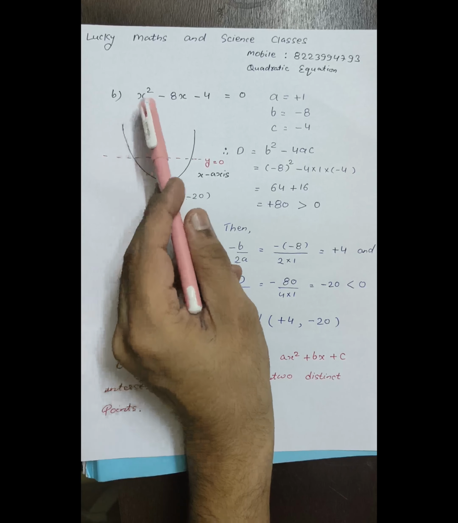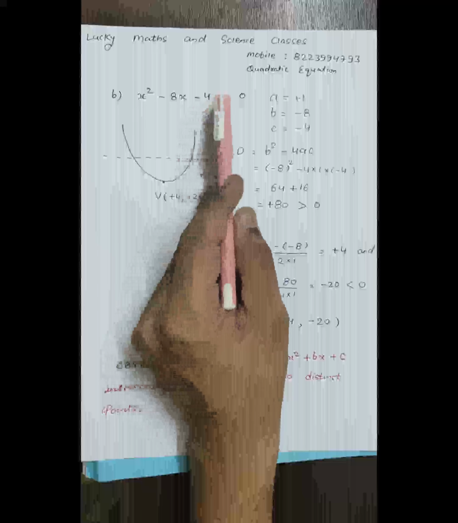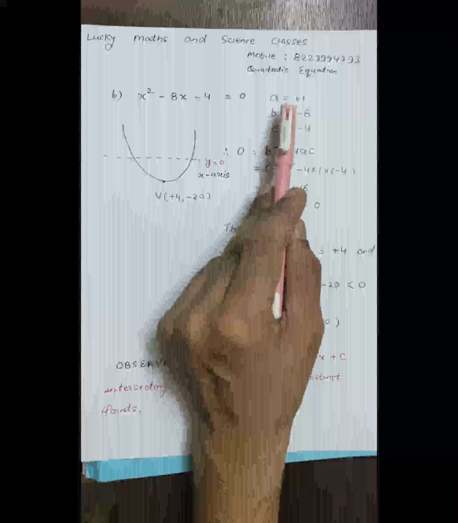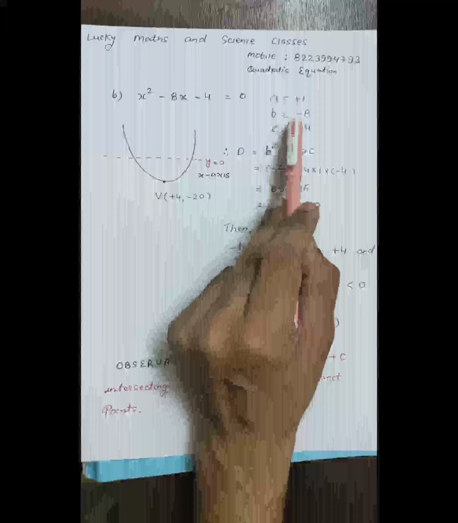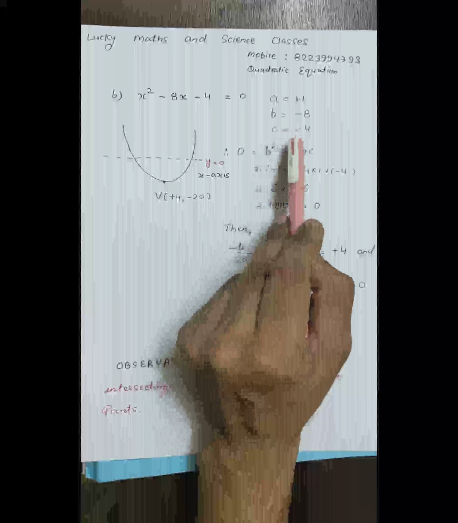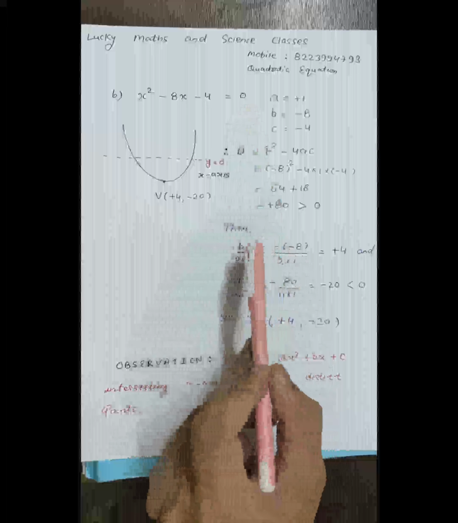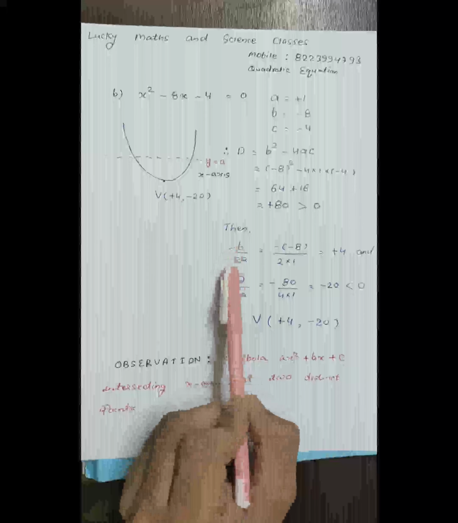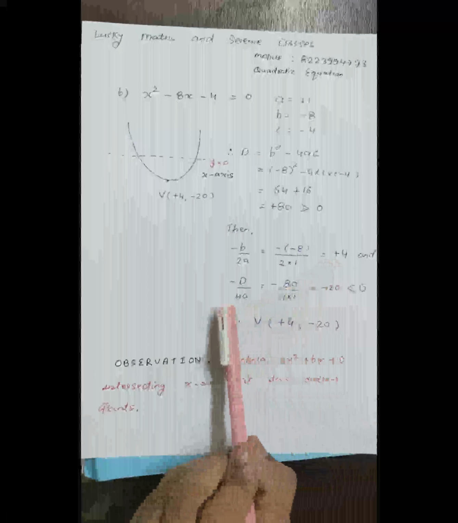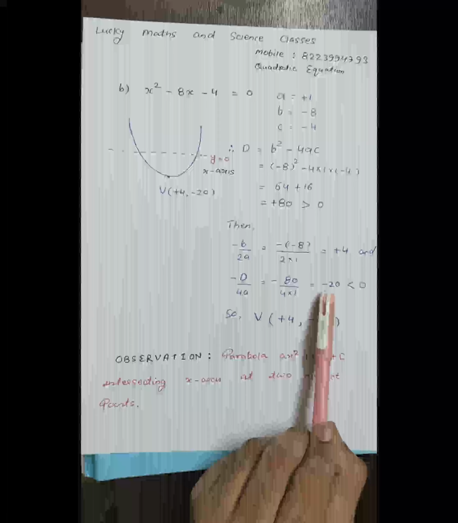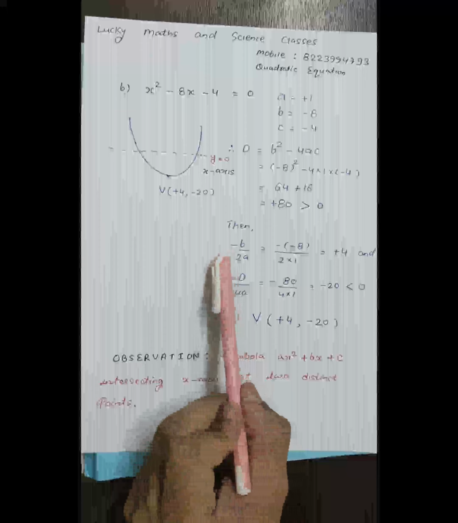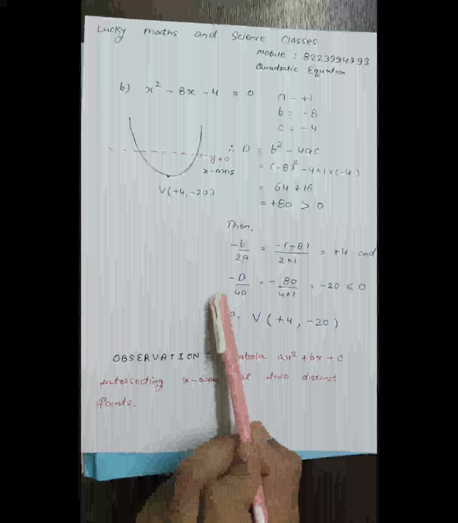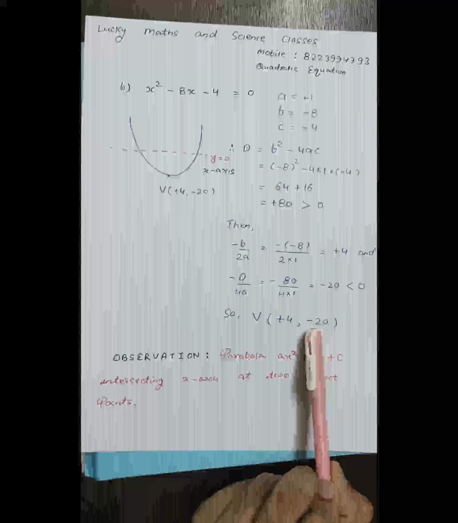In this, x square minus 8x minus 4 is equal to 0. Value of a is plus 1, value of b is minus 8 and value of c is minus 4. Accordingly, we are getting value of discriminant as plus 80, and value of minus b upon 2a is plus 4 and minus d upon 4a is minus 20. So the vertex will be minus b upon 2a comma minus d upon 4a, that is plus 4 comma minus 20.